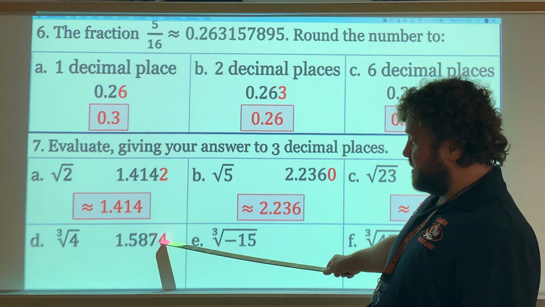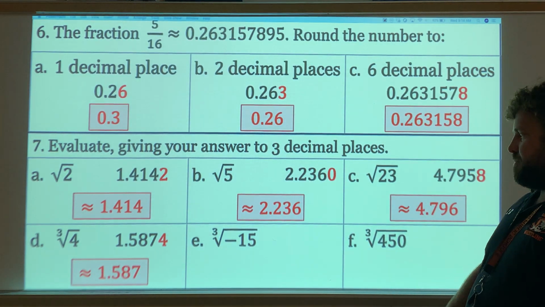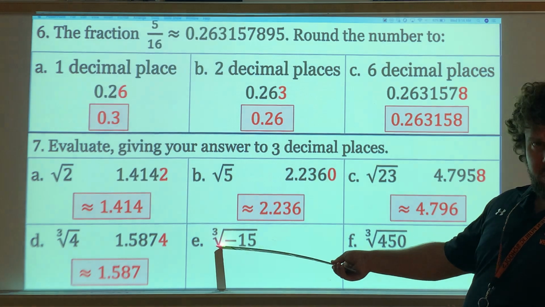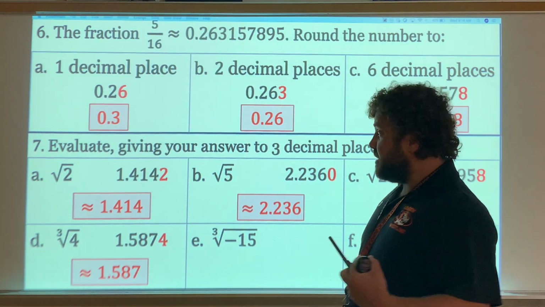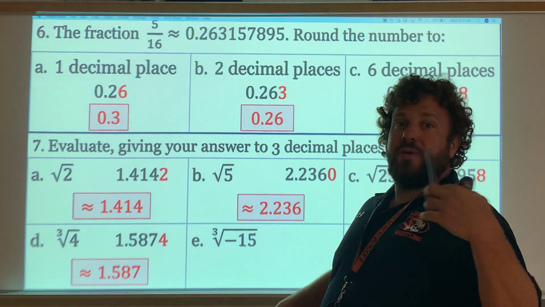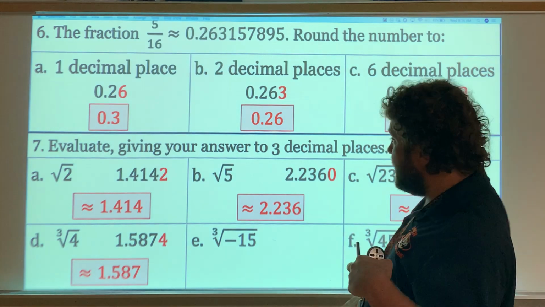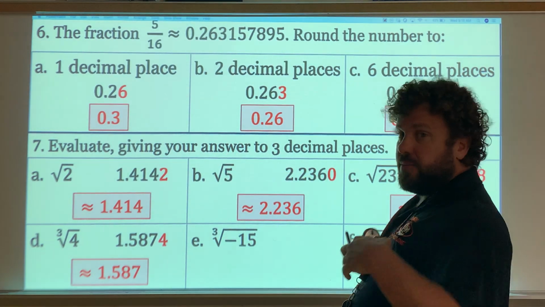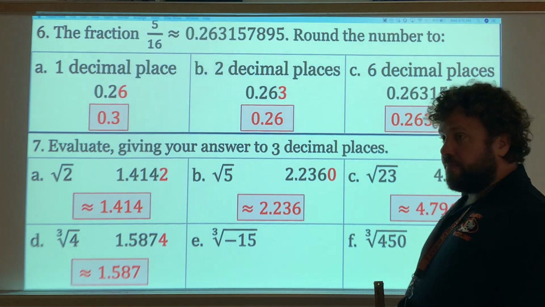4, less than 5, 7 stays, 1 and 587 thousandths. Can you take the cubed root of a negative? You actually can. You can take an odd root of a negative number. If this was square root of negative 15, you would get error on your calculator. You can't take a square root, or any even root, of a negative number. It's undefined. But because this is an odd root, you can.